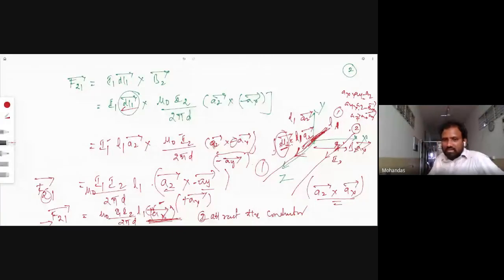Okay. Now let us see. If it is moving, let us see another force here. What is the other force here? Force due to conductor 1 on conductor 2. Let us calculate. Is everything clear here?